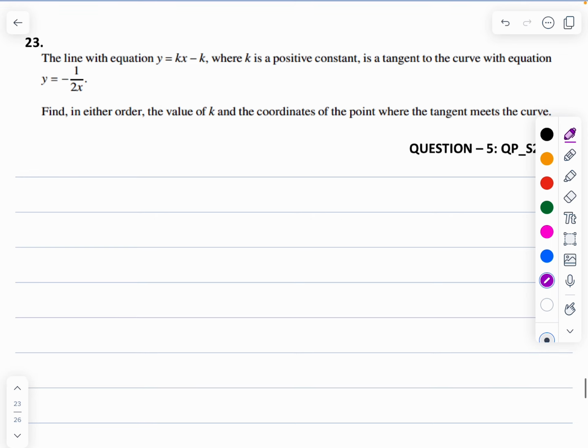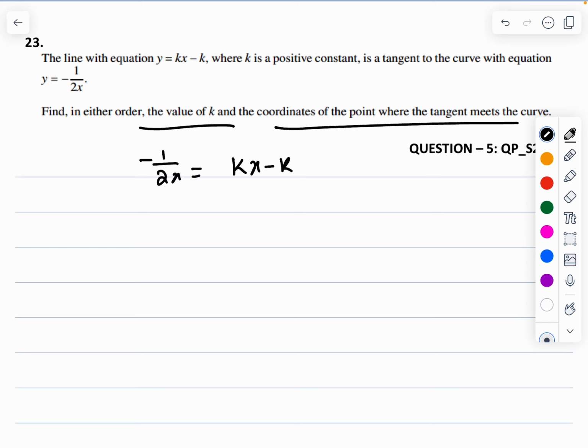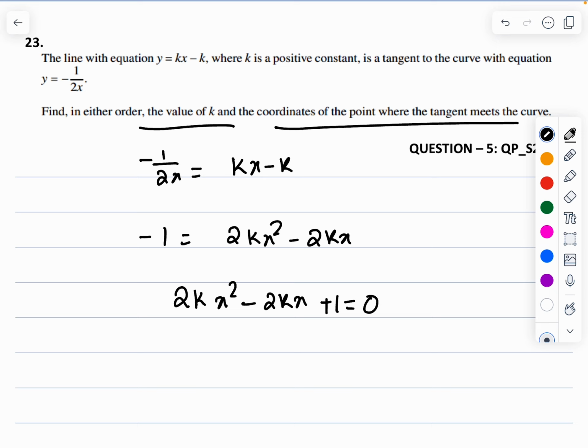Question number 23. Again, straight line and a curve are given where the tangent meets the curve. Find the value of k and the coordinates where the tangent meets the curve. So minus 1 upon 2x equals to kx minus k. Do the cross multiplication. Negative 1 equals to 2kx square minus 2kx. Bring all the terms on one side. Minus 2kx plus 1 equals to 0.